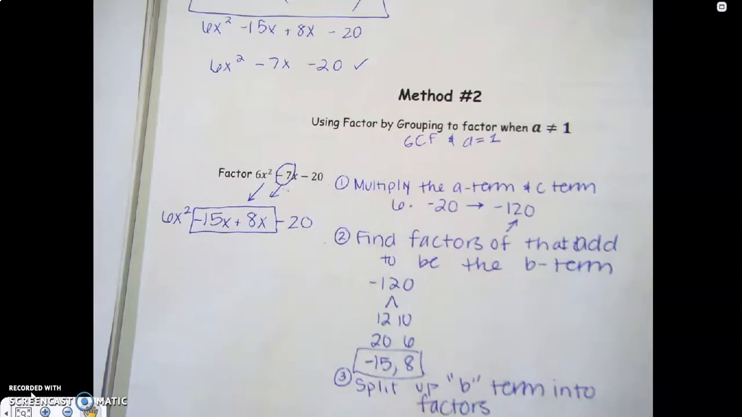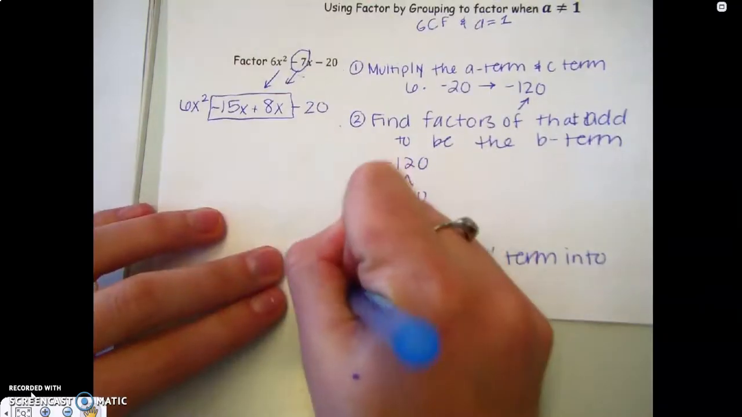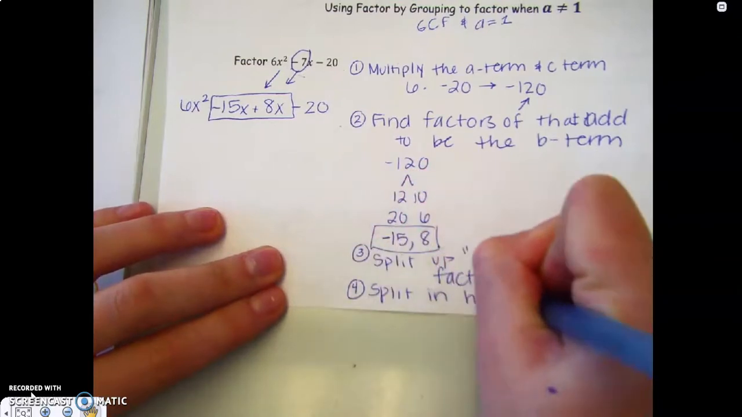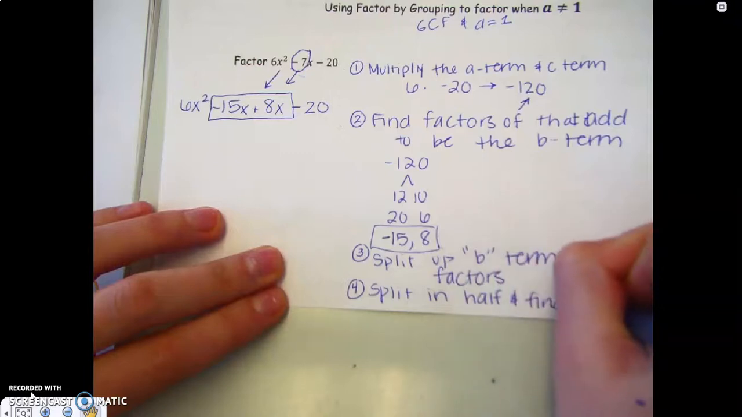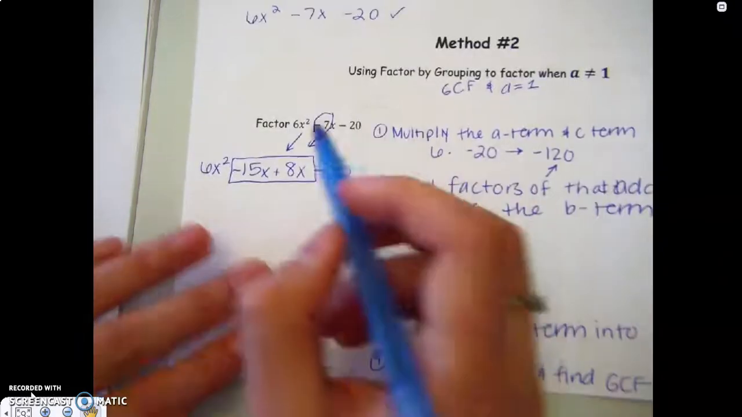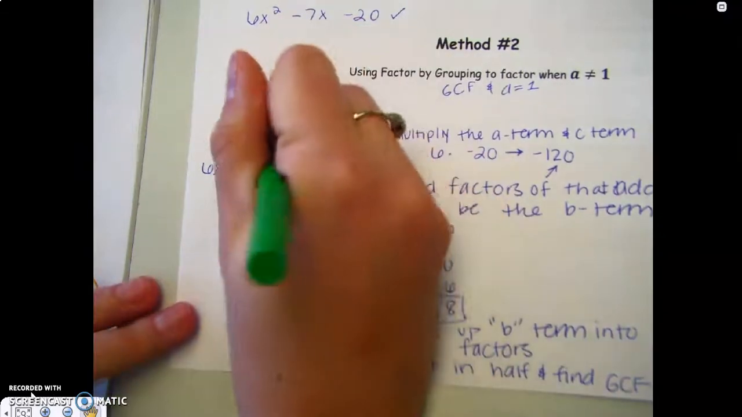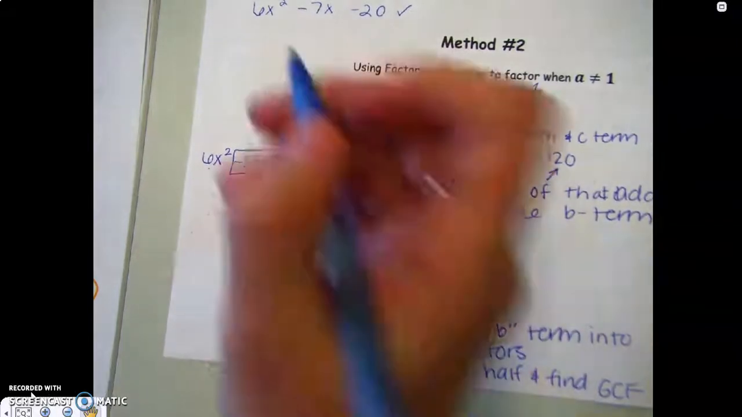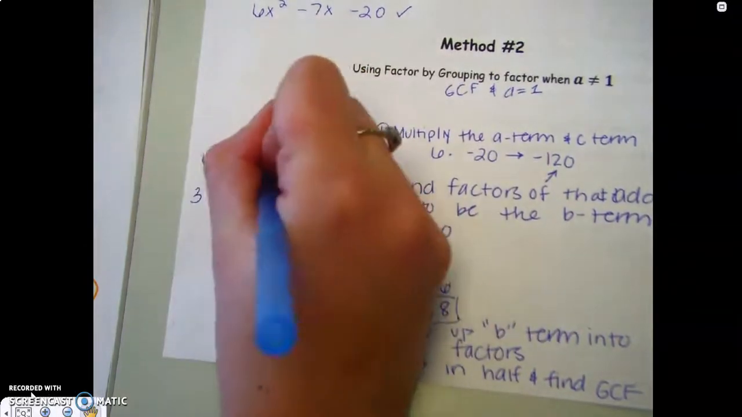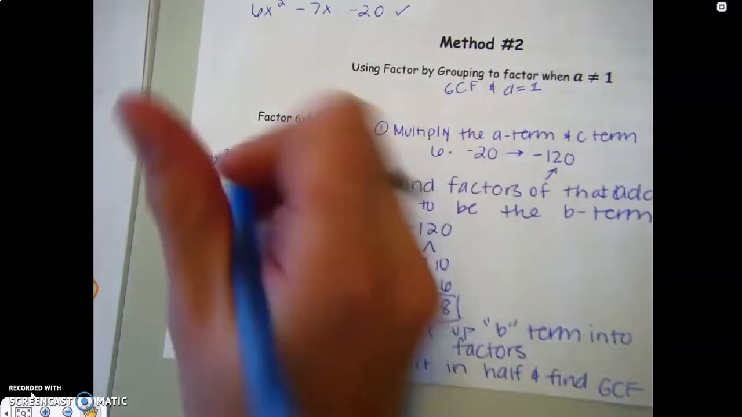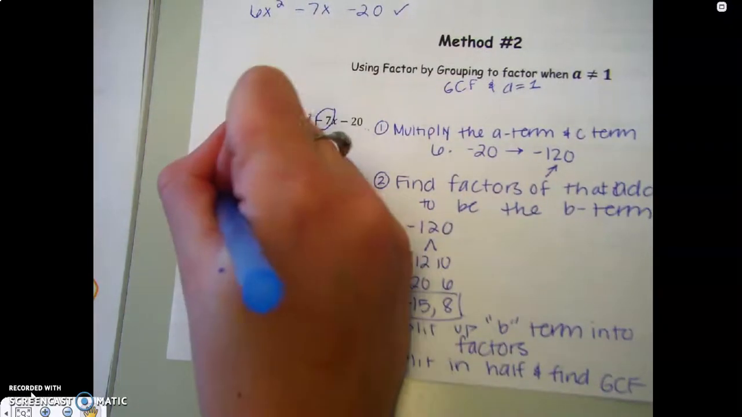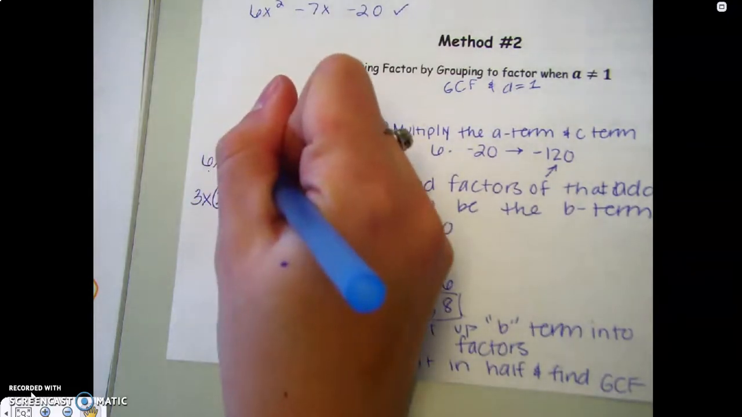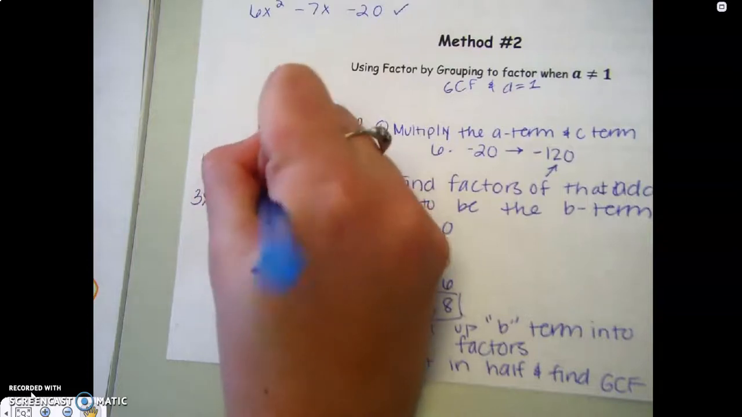Now this is the grouping part. Split in half and find the GCF. I'm going to cut this down the middle and find the GCF of the first side. The GCF of 6 and negative 15 is 3, and x squared and x is x. So I'm going to pull a 3 and an x out. I'm left with 2x. And then if I take a 3 out of 15, I'm left with negative 5.